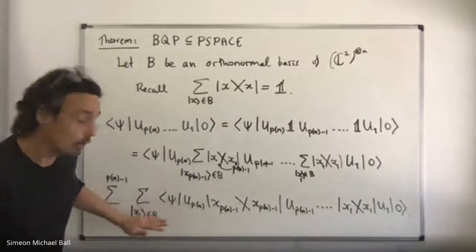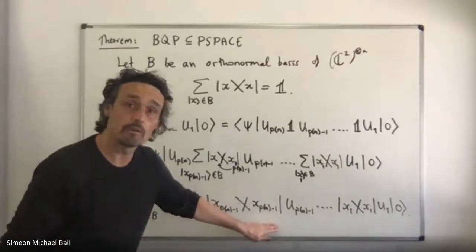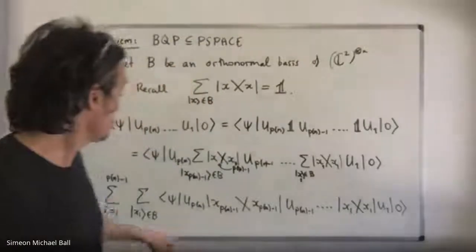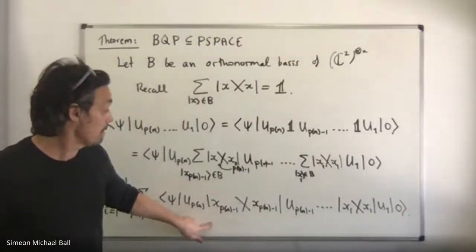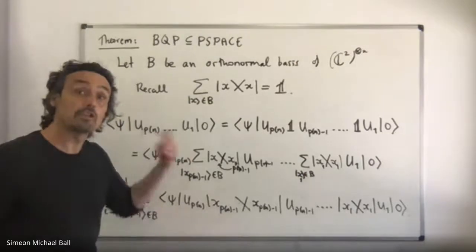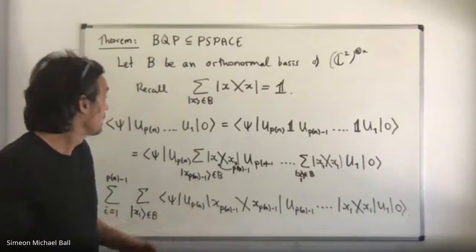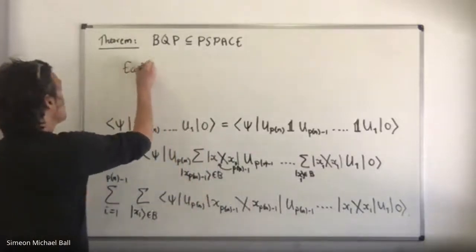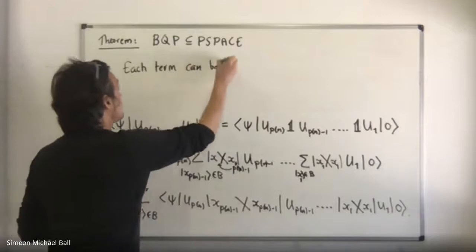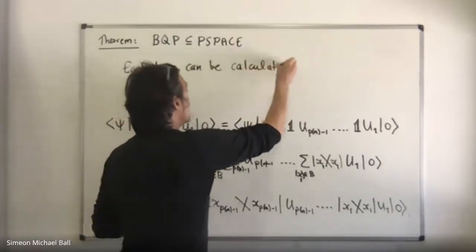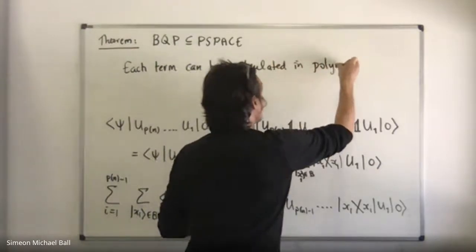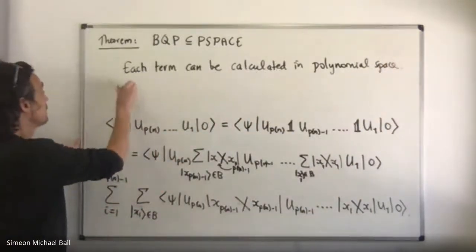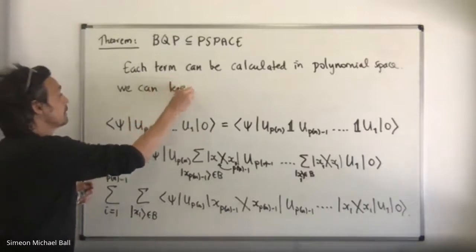Now, forgetting how many terms we've got, each term here has just got a polynomial number of complex numbers which we have to multiply together. So we can tell our computer how to multiply together these p(n) complex numbers, and then for each term, just keep track of this sum. So each term can be calculated in polynomial space. And we can then sum up, we can keep track of the sum.